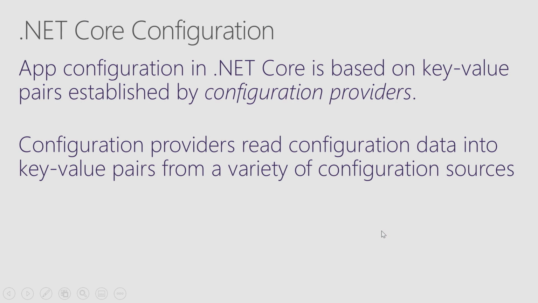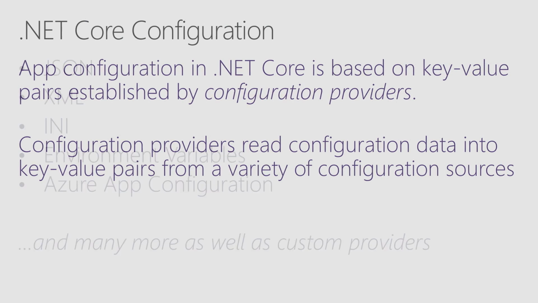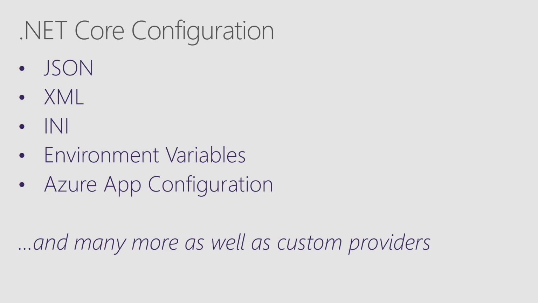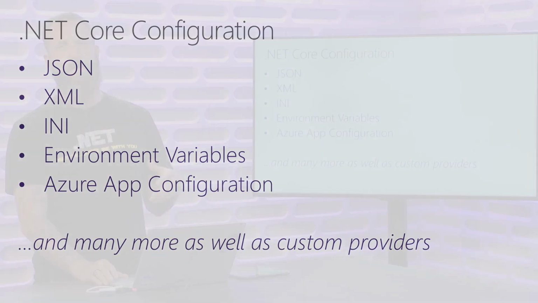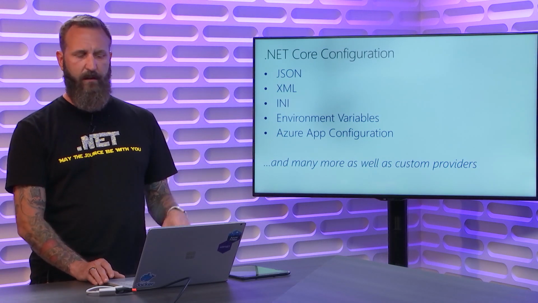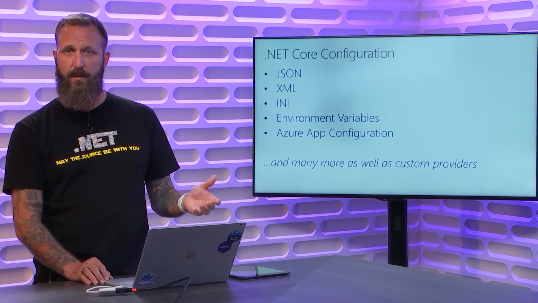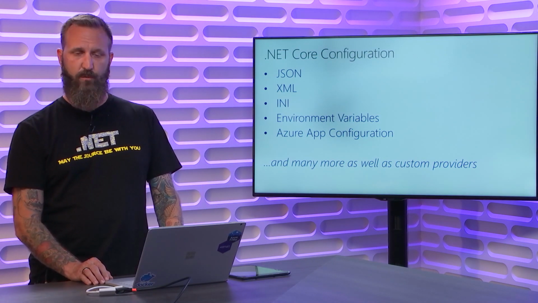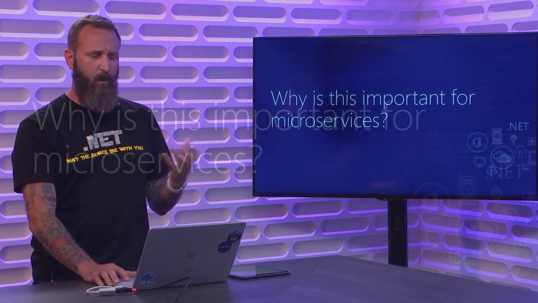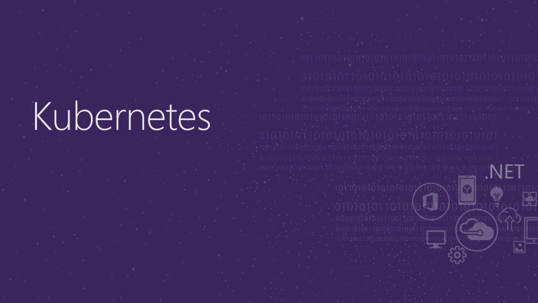All right, so the last thing that we've got is our configuration. So .NET Core configuration is based on key value pairs. We have a lot of providers, and the configuration providers read configuration data into those key value pairs. And since 2.0, 2.1, we've been able to use JSON, XML, any environment variables. Now we have Azure App Configuration as an option, and there's a lot of other custom configuration providers as well. So why is that important for microservices? And that really comes into Kubernetes.